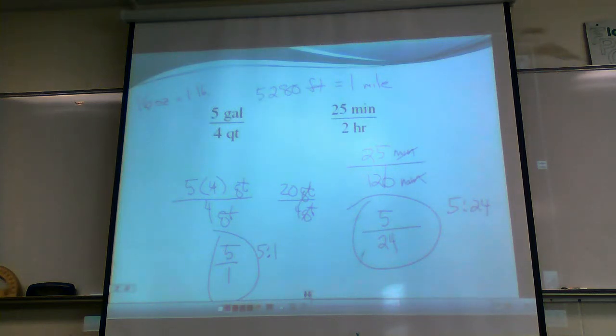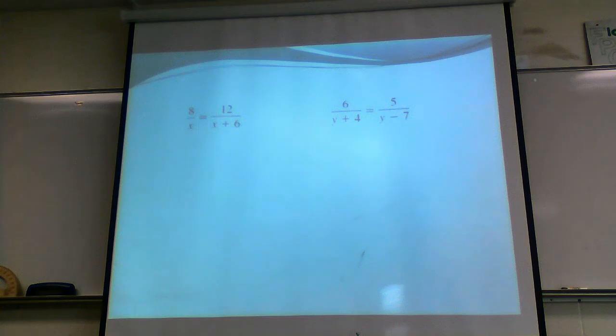Okay. All right, now, solving part. These would be your solving for variables, right? And these would be simple, just cross multiply. I mean, it's obviously these are both proportions with a variable in them. If you see a proportion, and I'm saying solve for x or solve for y, cross multiply. All right?